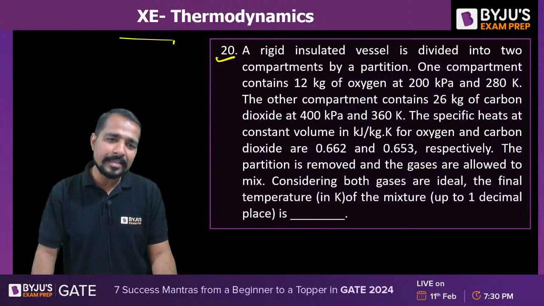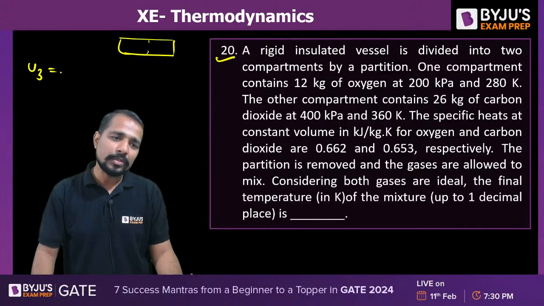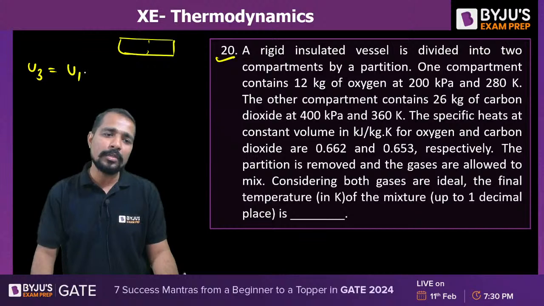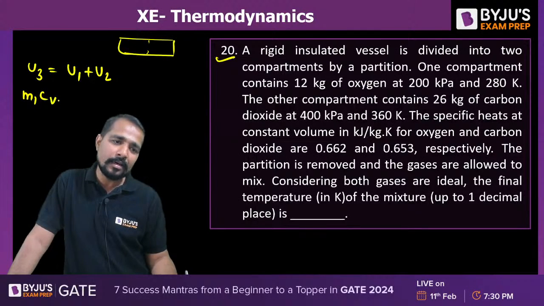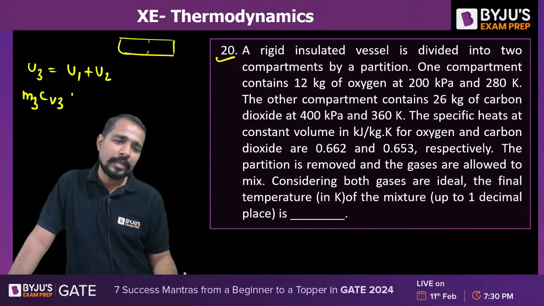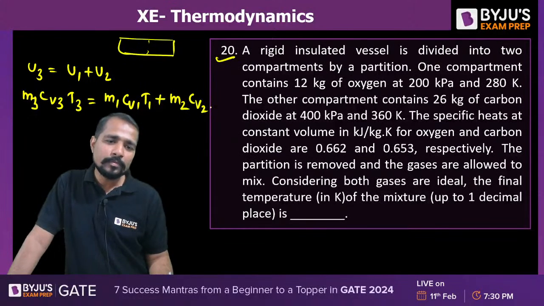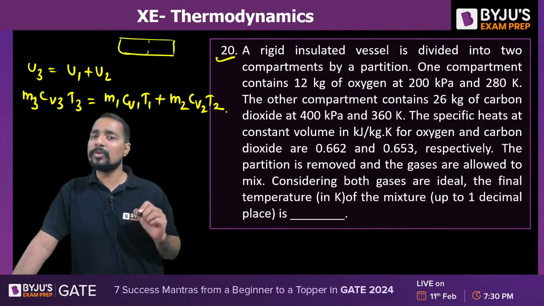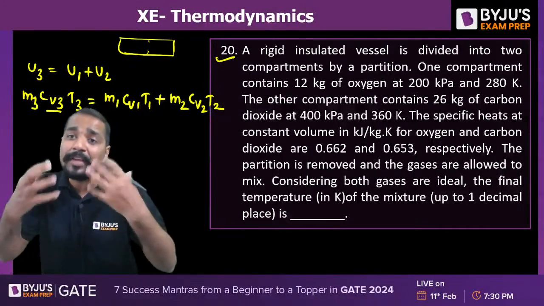If it is the chamber like this and after the mixing they are making the third gas, can I write total internal energy at the final will be equal to U1 plus U2? What is the total internal energy at the final? It will be equal to, my dear, M3 CV3 into T3 will be equal to M1 CV1 into T1 plus M2 CV2 into T2. Is it or not? CV1, CV2 is given to us. What is CV3? That is the mixture.